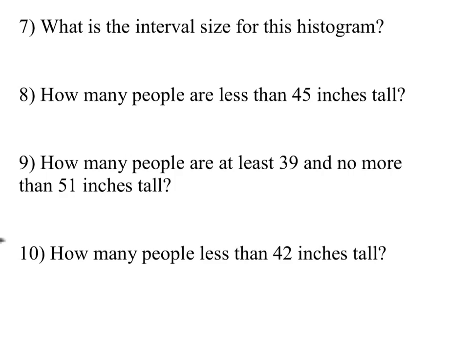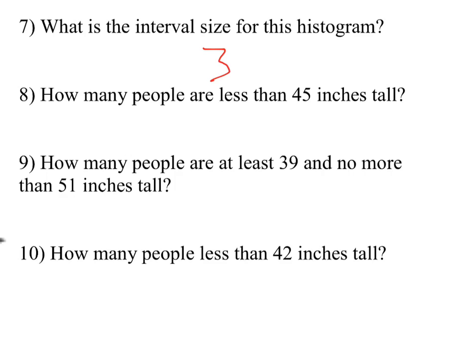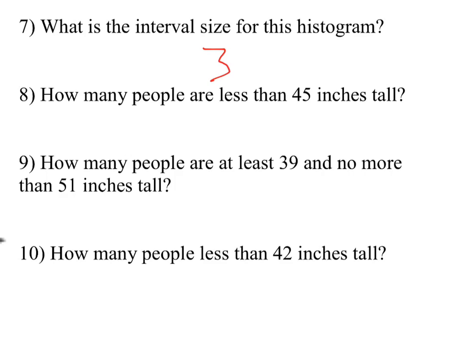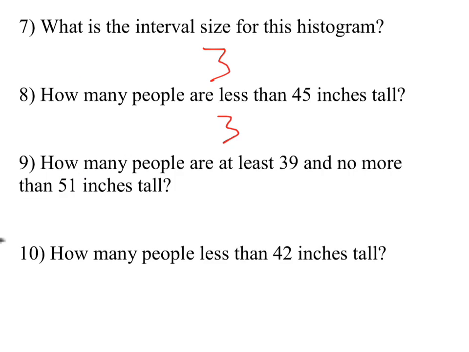What is the interval size for this histogram? Well, it's 3. From 30 to almost 33, that'd be a size of 3. Or you can think of it just how wide, or how far is it between the numbers? How many people are less than 45 inches tall? Well, 45 is here. So everything on this side, we would have 21 here, and then 11 here, 3 here, and 3 here. 3 plus 3 is 6 plus 11, 17 plus 21 would be 38.